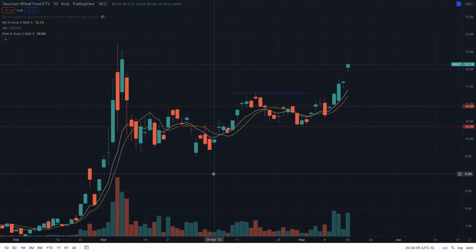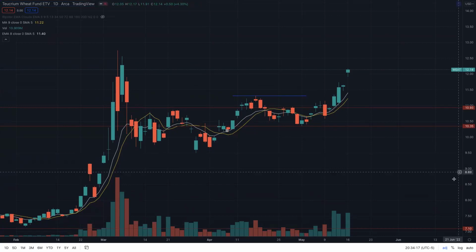But the whole thing about this play and why I believe in it is because Russia and Ukraine make 40% of the world's wheat. So is anybody planting wheat right now? I don't think so. Nope. So what do you think is going to happen by next year? It's going to be sky high. Yeah. Well, I'm already in it. It's going to be sky high.